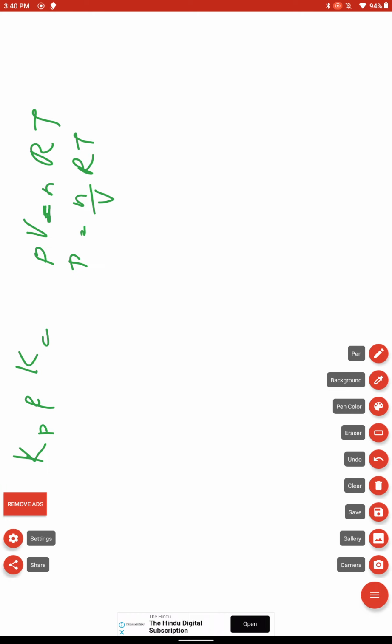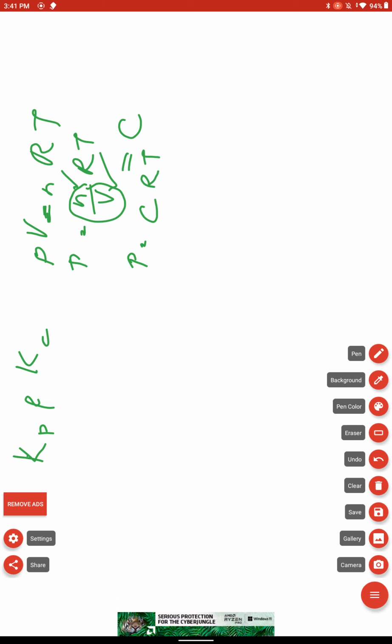R into T. N by V എന്ന് പറയുന്നത് എന്താണ്? Number of moles of the gas per unit volume. N by V we can write as C. That is concentration. Number of moles by volume, that is concentration. We can write as P is equal to C into R into T.